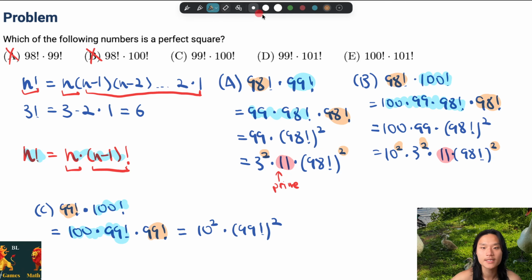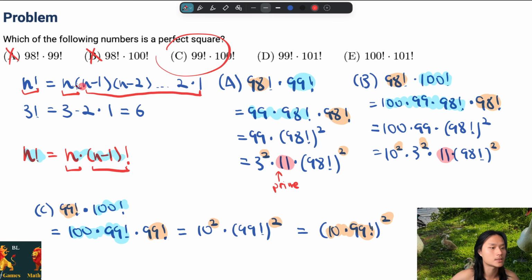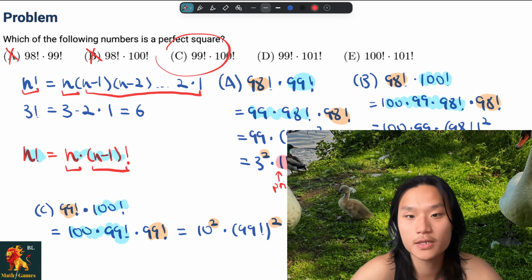Notice that this time we have two nice squares here. So we can merge them and get 10 times 99 factorial, squared. And here we see that this is indeed a perfect square. So the answer is C. And here we don't have to look at option D and option E, but you can do that for your own practice.